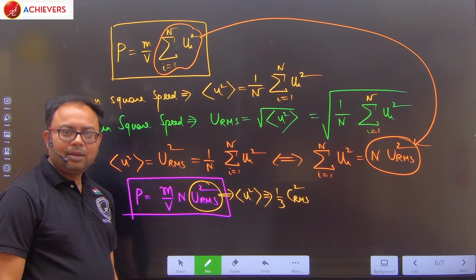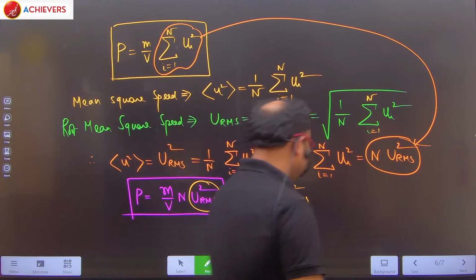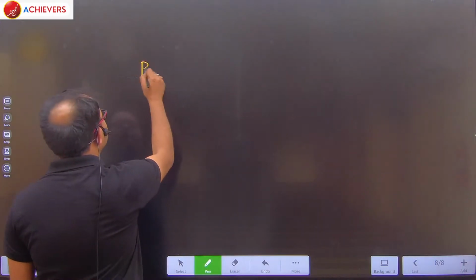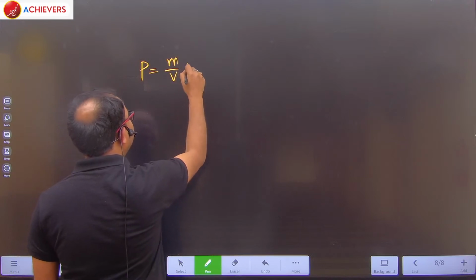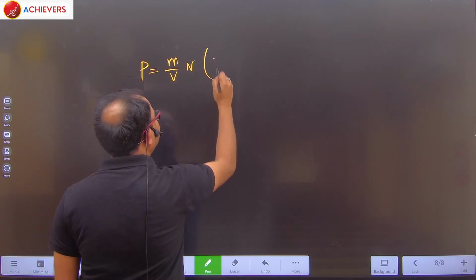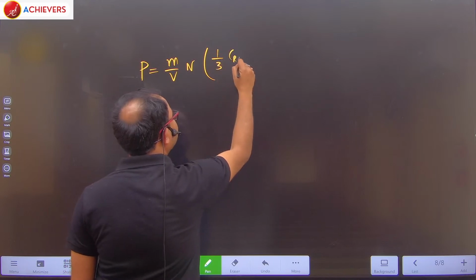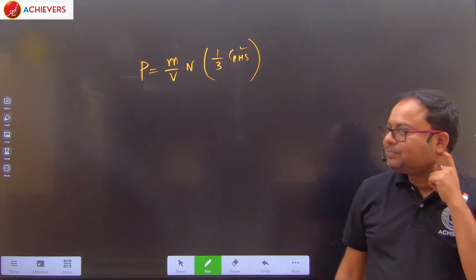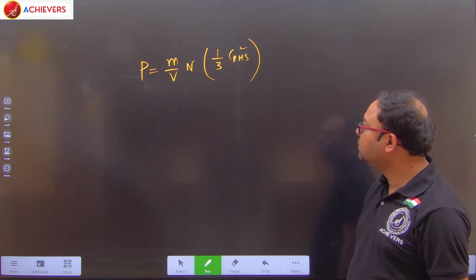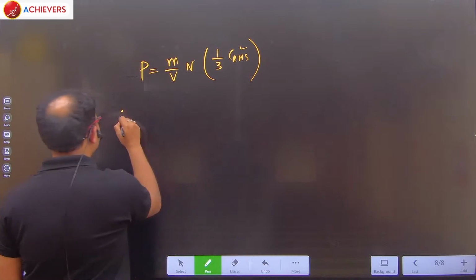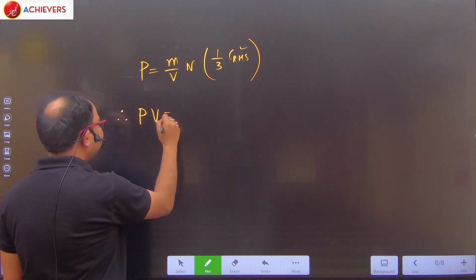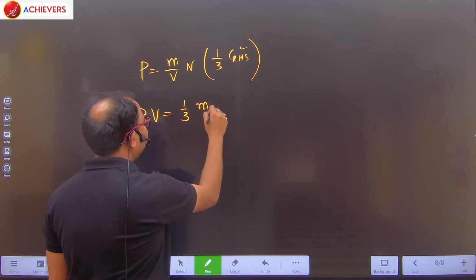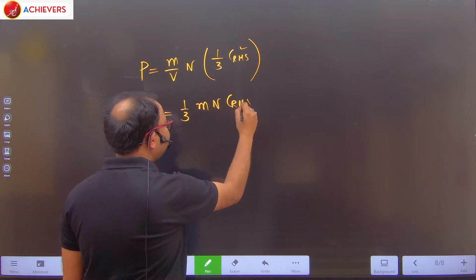Okay. So if you do so, what will we get? We already have got P equal to m by v n. Then we have got 1/3 c RMS square. U RMS square is replaced by 1/3 c RMS square. So from here, we can deduce the famous kinetic gas equation, PV equal to 1/3 mn c RMS square.